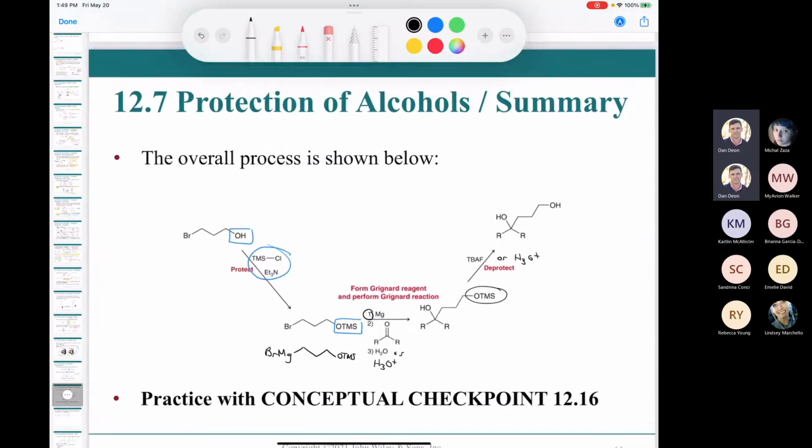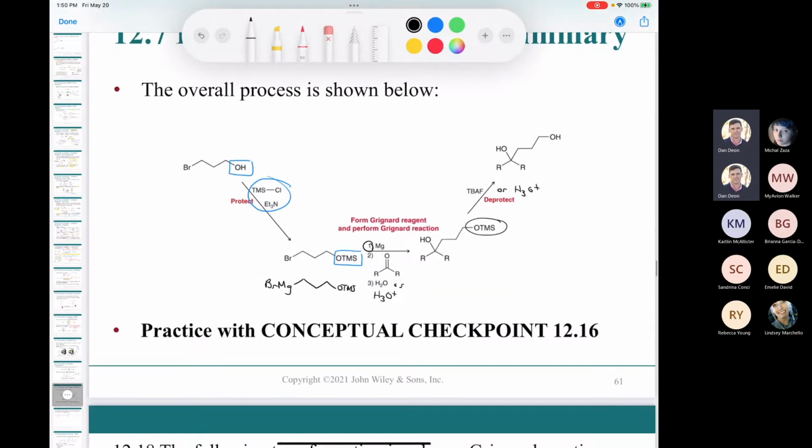Our textbook goes over a few protecting groups. So the TMS ether is the first one you learn, and we learned several more throughout organic chemistry too. But there are books written just about protecting groups in organic chemistry. It's very common for chemists to know hundreds of different protecting groups. Very important in organic chemistry.